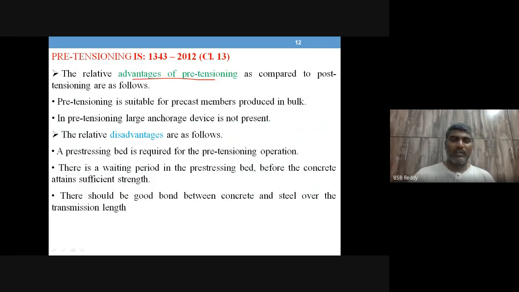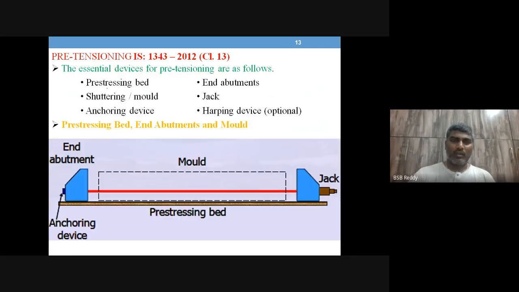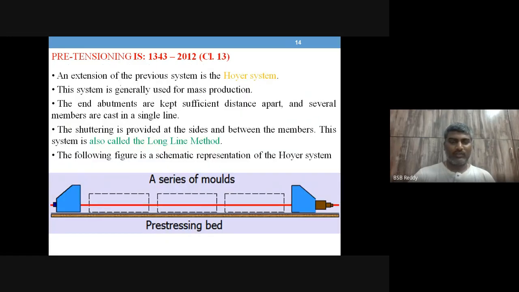We have also talked about the advantages and disadvantages of pre-tensioning, and the essential devices required for pre-tensioning. Now coming to the other type of system, which is just an extension of the pre-tensioning systems, the Hoyer system. It is similar to the pre-tensioning system, but this one is used for mass production.